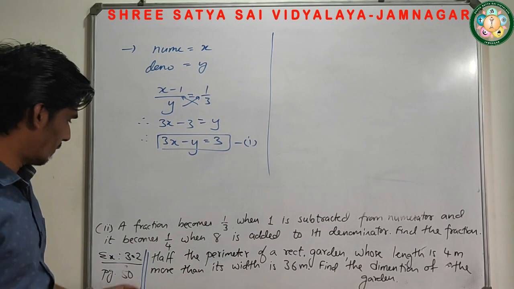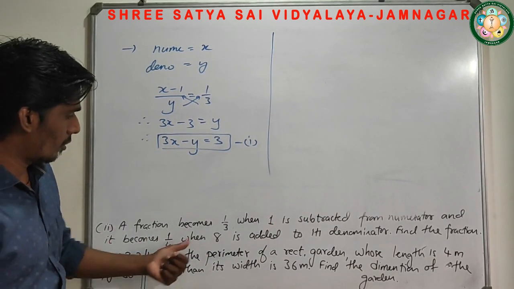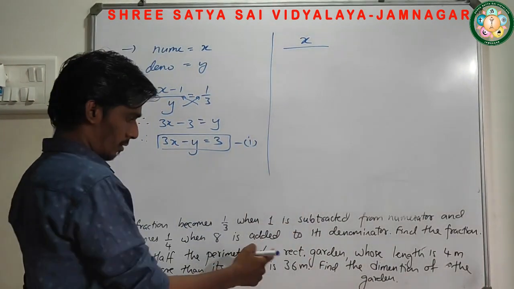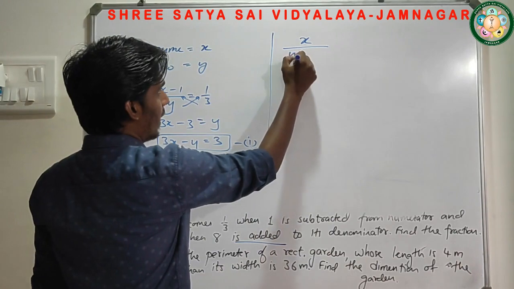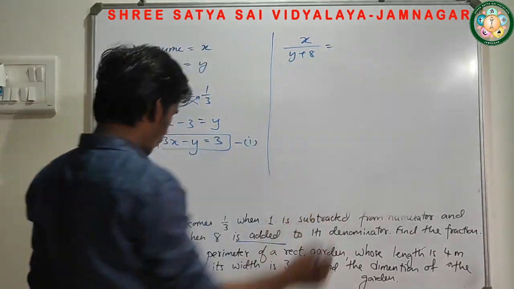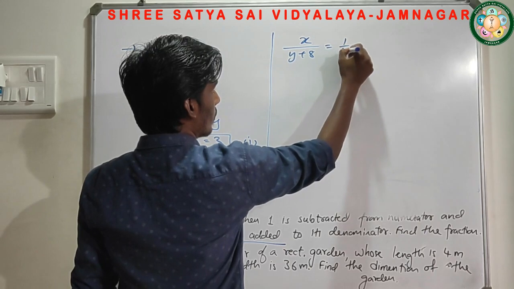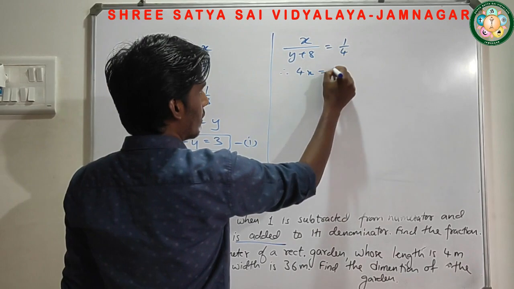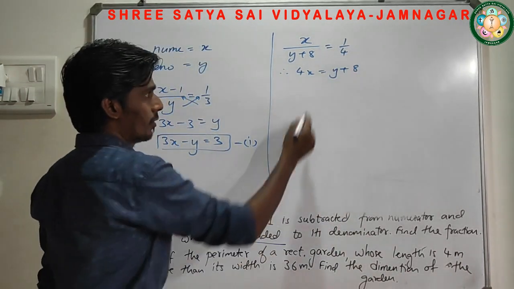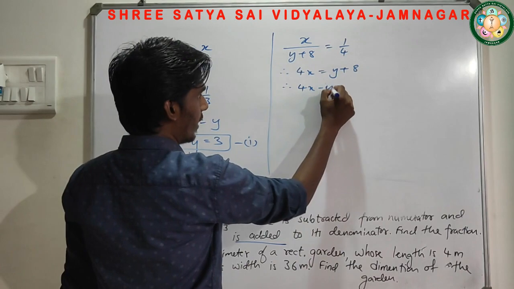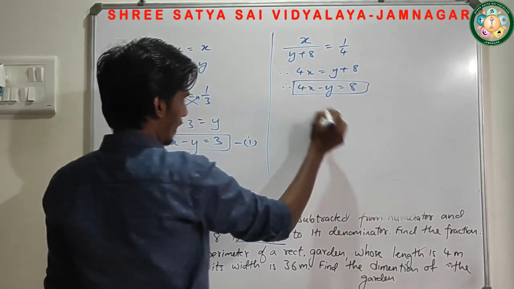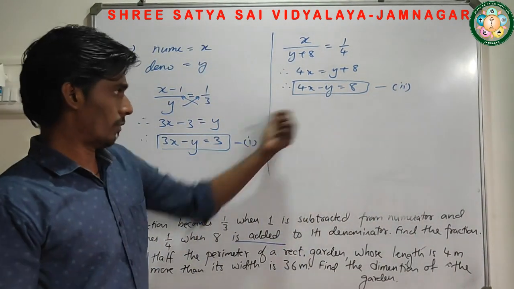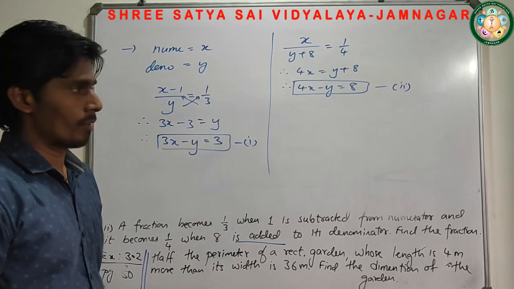Similarly, for the second statement, it becomes 1 by 4 when 8 is added to the denominator. So now the numerator remains as it is, and the denominator is added to, so y plus 8. The fraction is 1 by 4. Cross multiplied, 4 into x, and y plus 8 into 1. 1 into anything is the same, so y will come to this side. 4x minus y equals 8. So this is equation 2. Eliminate one variable and you get the values of x and y.